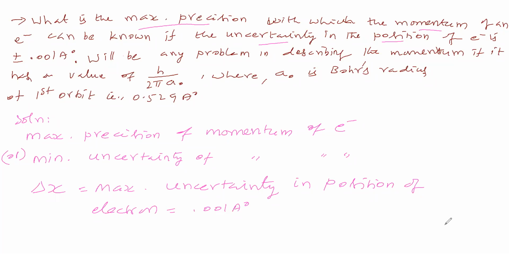So, the Heisenberg principle says delta x into delta p is greater than or equal to h by 4 pi. Now, this uncertainty in position is maximum, so the uncertainty in momentum is minimum. The product is constant.